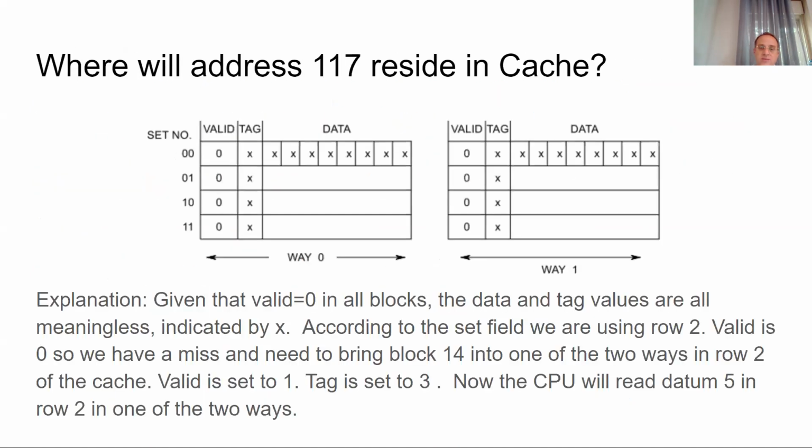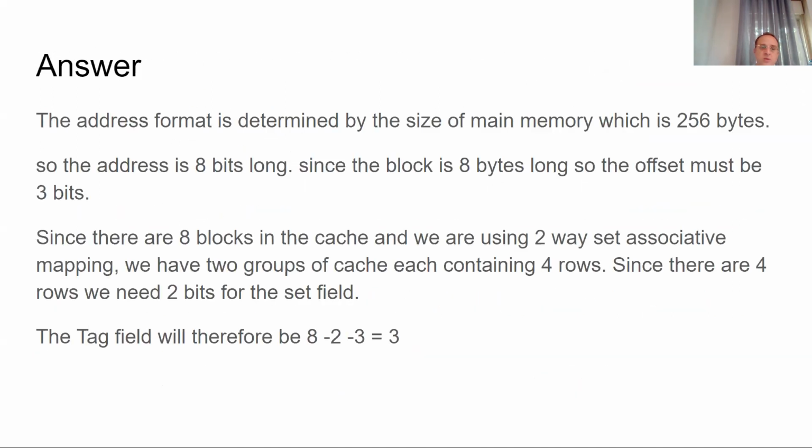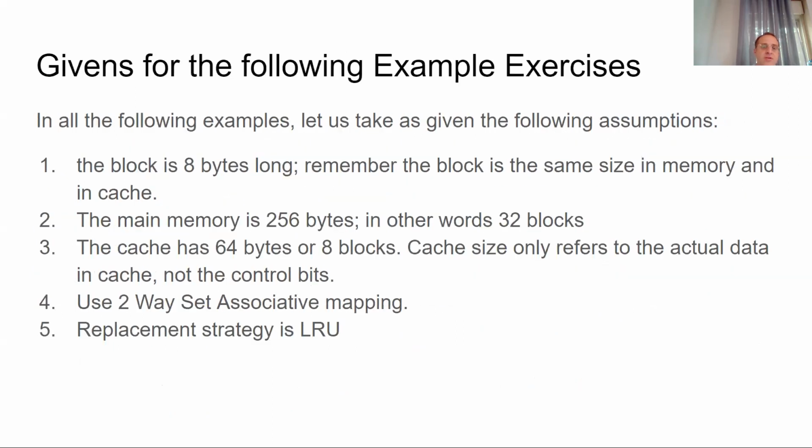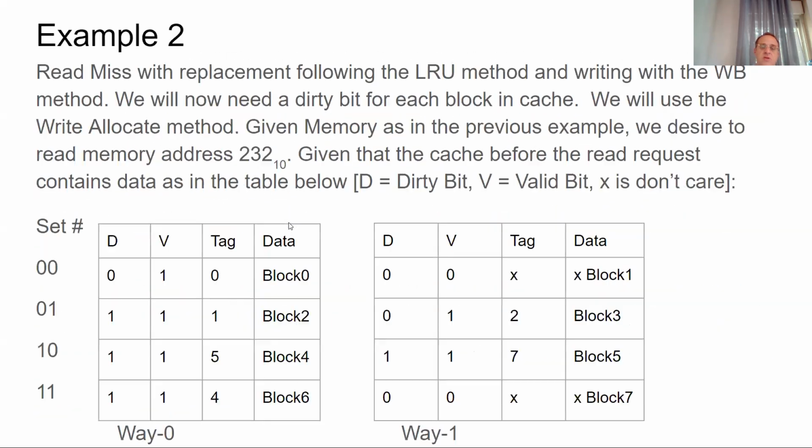We've got a two-way system, like that. Memory in the previous system, which means, did we have? Yes. The main memory is 256 bytes, and it's divided into 32 blocks, because each block is 8 bytes long. Fine, so that's the same. The memory is still 256 bytes. That's what he means by saying, given memory as in the previous example, we desire to read memory at address 232 base 10.